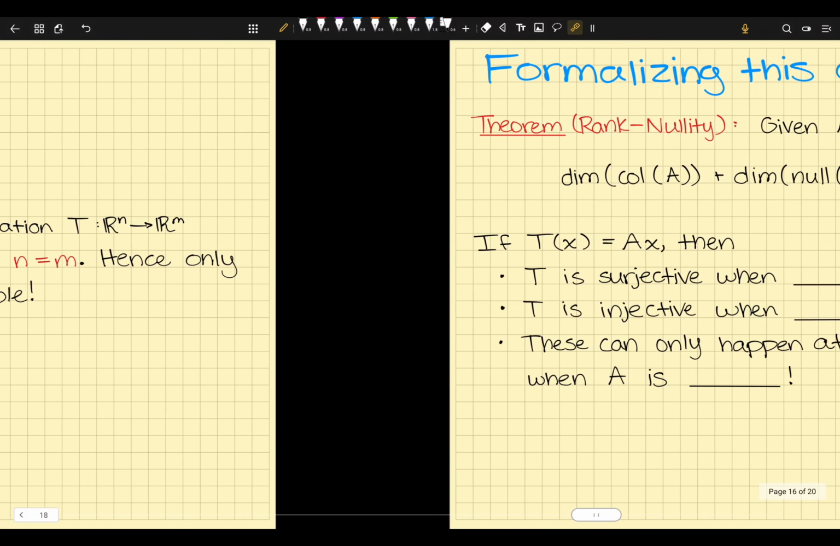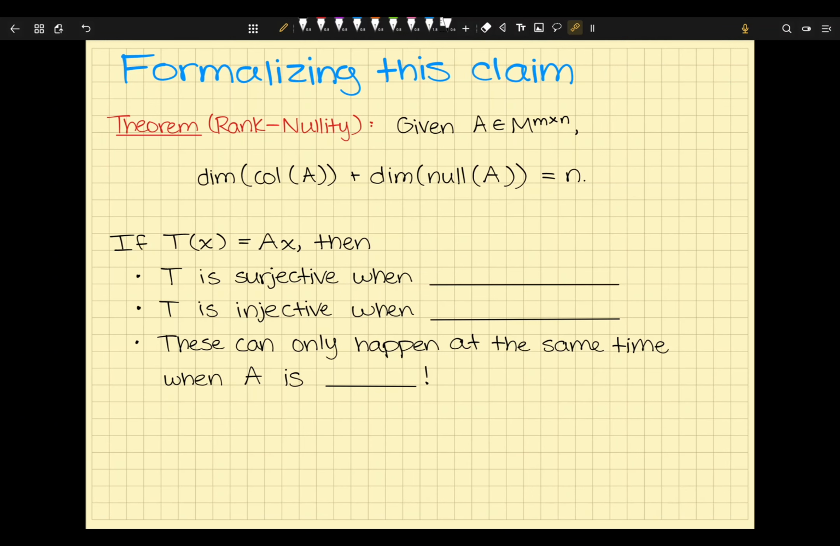Okay, now if you wanted to formalize this, you would appeal to what is called the rank nullity theorem. And I think this theorem was at least verbally mentioned previously. I'm not going to prove it to you. All it says is that given some m by n matrix A, the dimension of the column space plus the dimension of the null space must sum to the number of columns n.